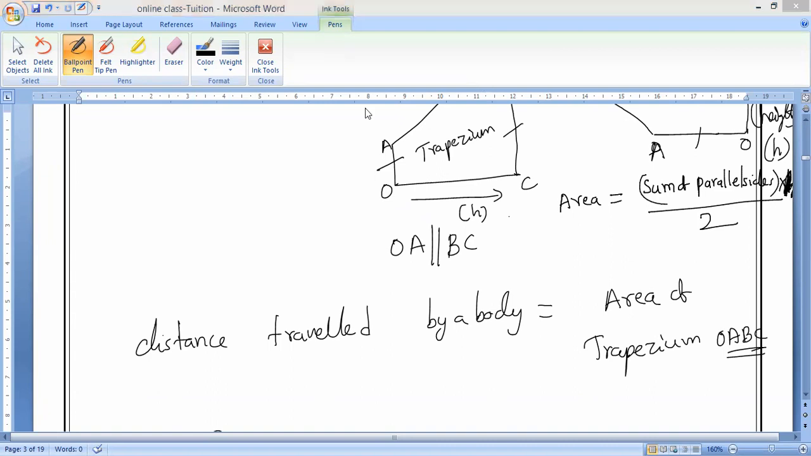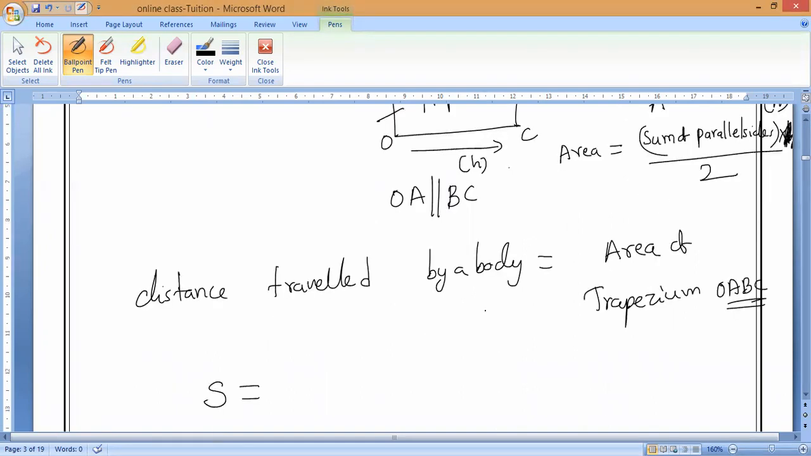So now, what is the sum of the parallel sides? The parallel sides are OA plus BC. What is the height of the trapezium? OC. So the area is (OA plus BC) into OC divided by 2.